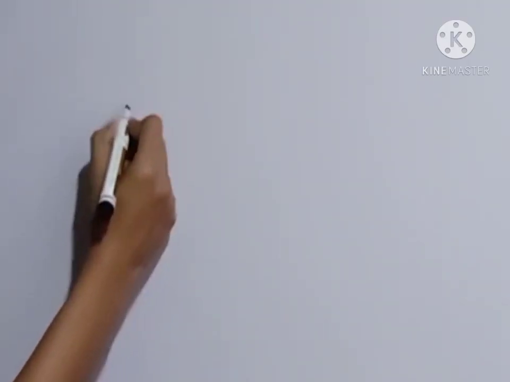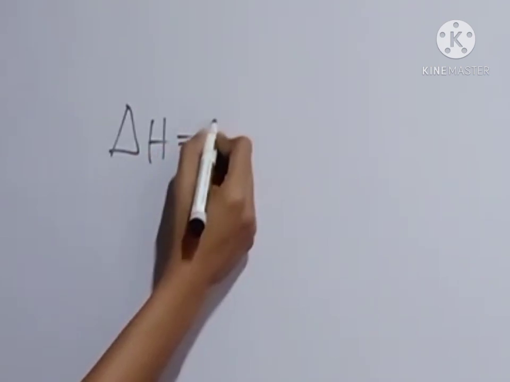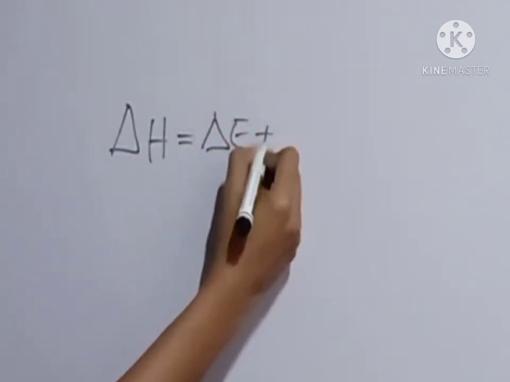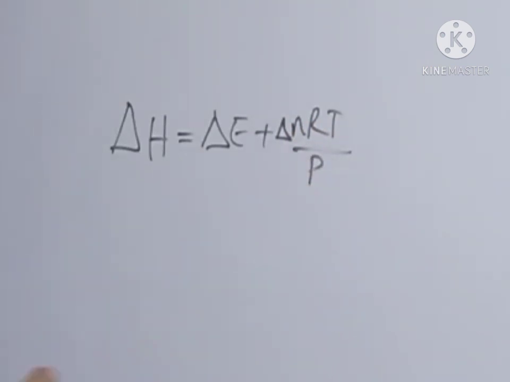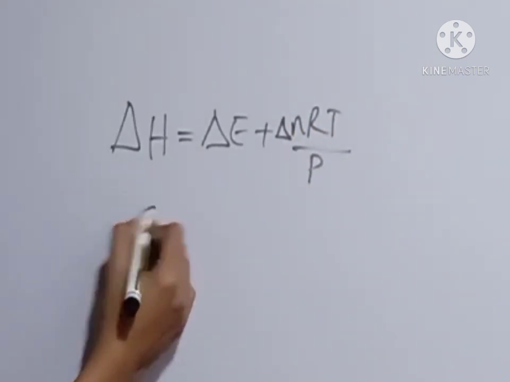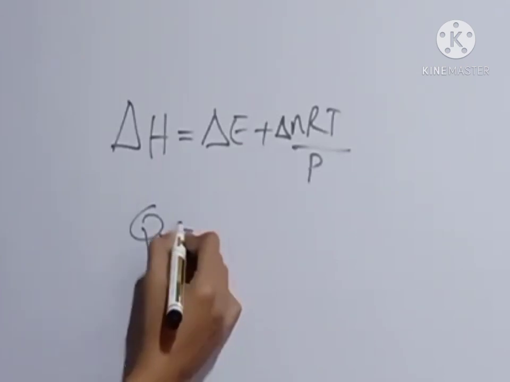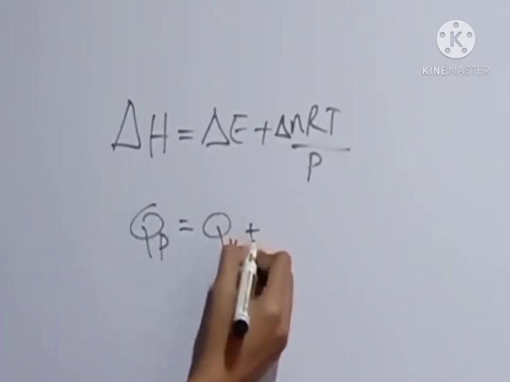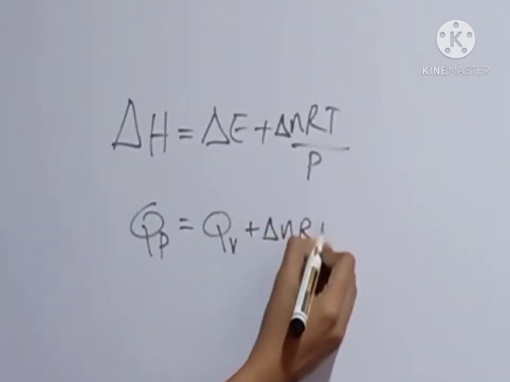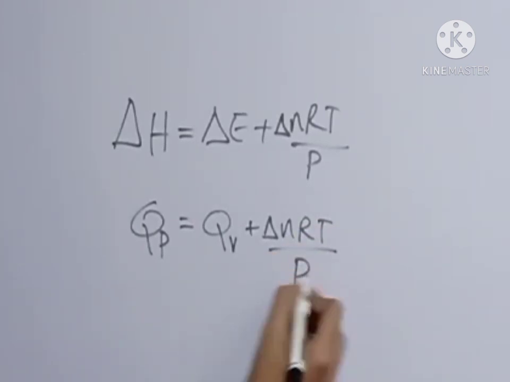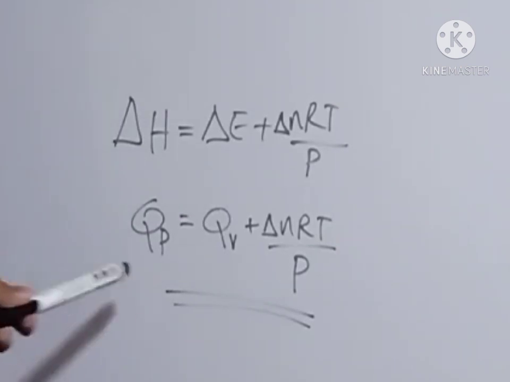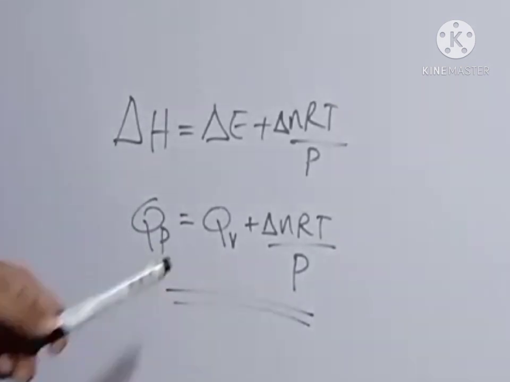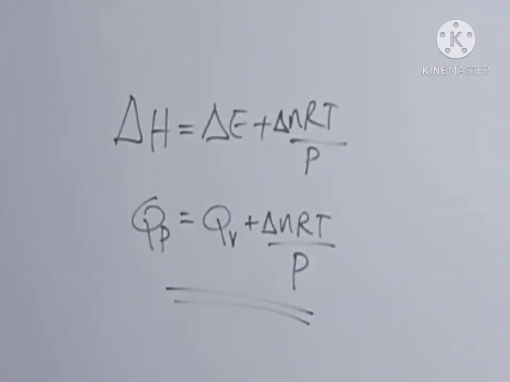That is for an ideal gas, delta H equal to delta E plus delta n RT divided by P, and this QP equal to QV plus delta n RT divided by P. This is the equation for an ideal gas at a constant pressure and a constant volume.